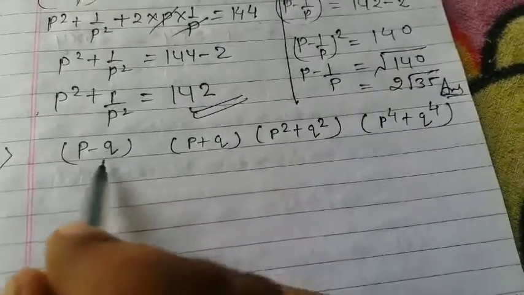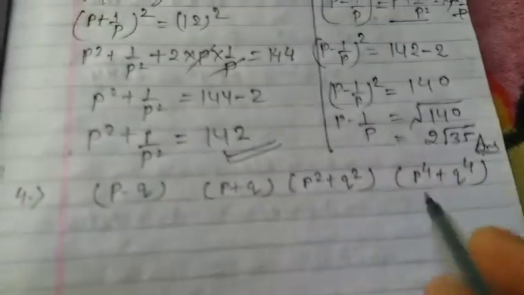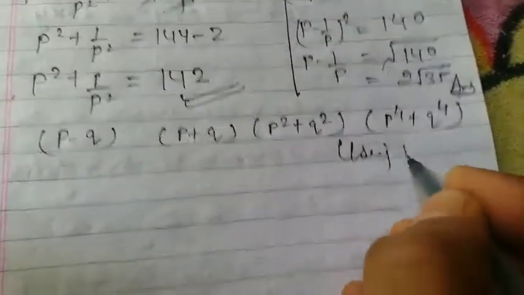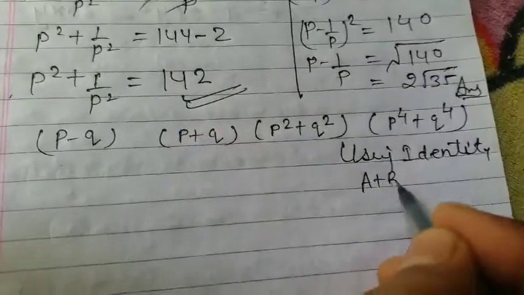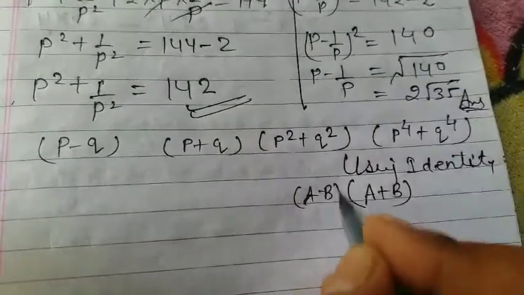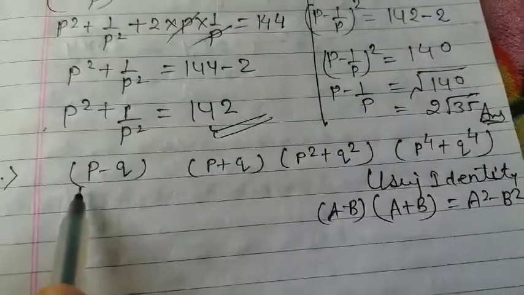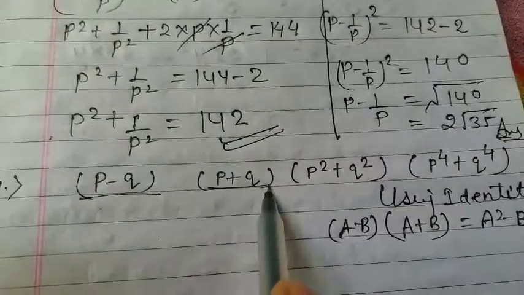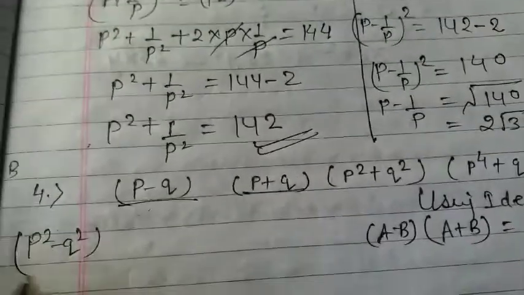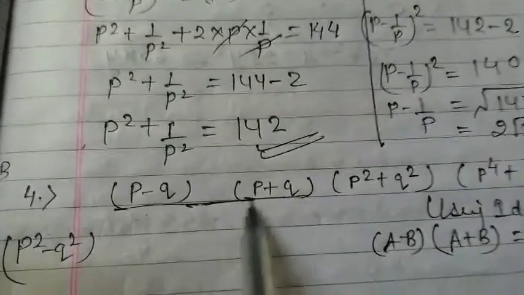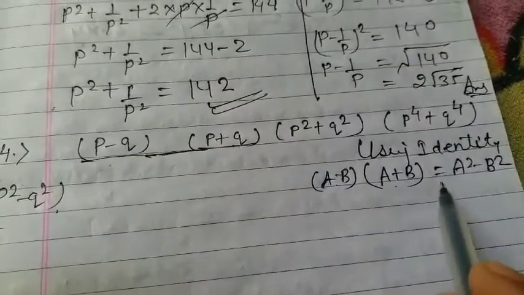According to algebraic identities, (a minus b) and (a plus b) gives a square minus b square. Here one bracket is p minus q, again bracket is p plus q. Now we can write it as p square minus q square, by using the identity (a minus b)(a plus b) equals a square minus b square.